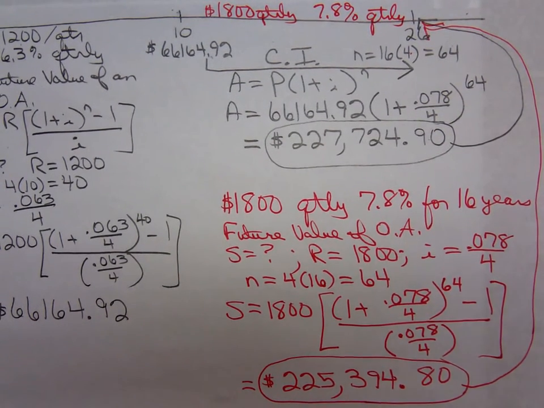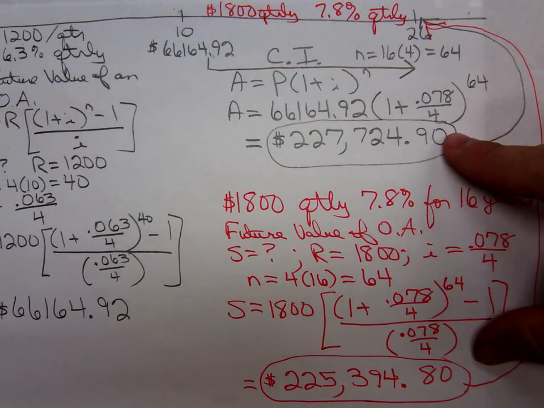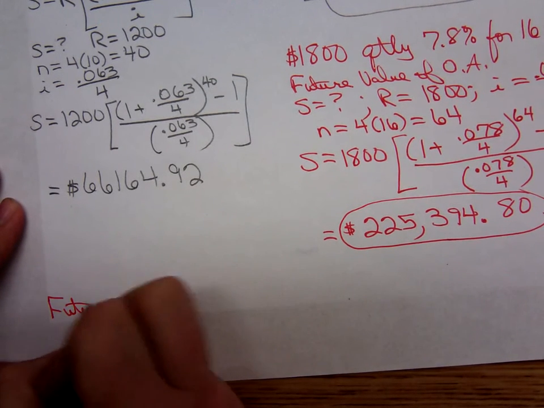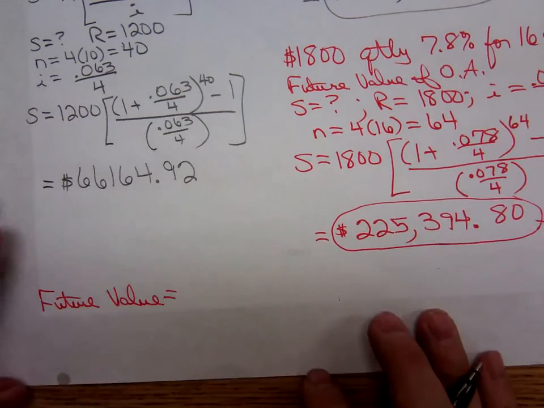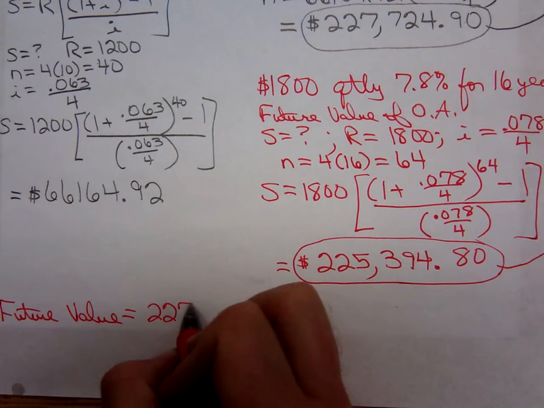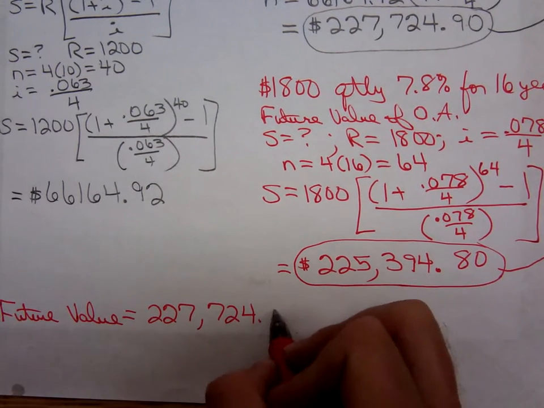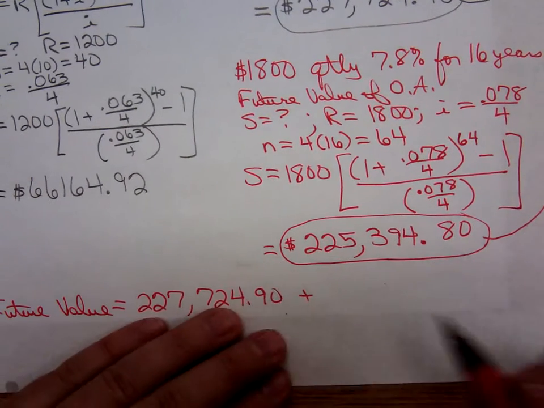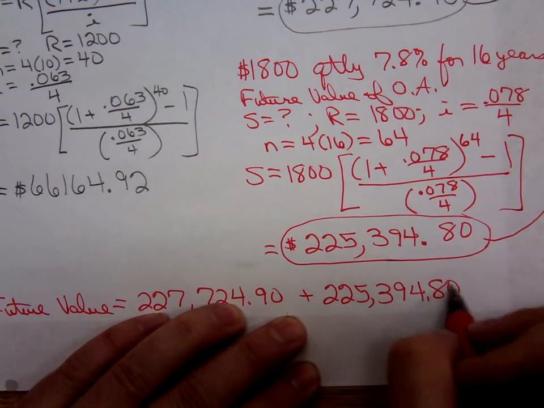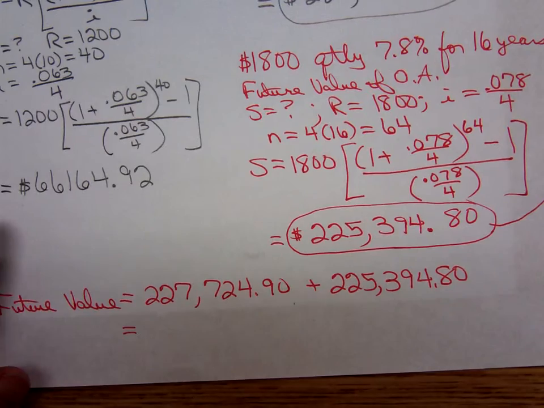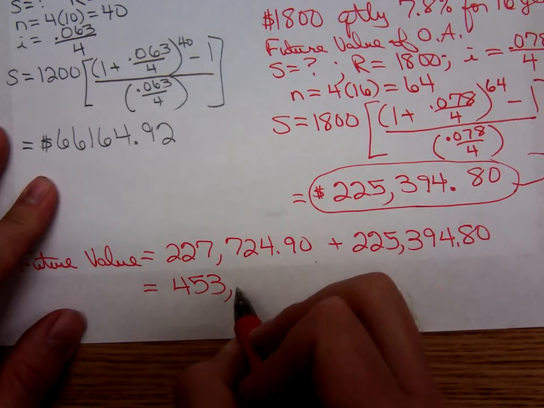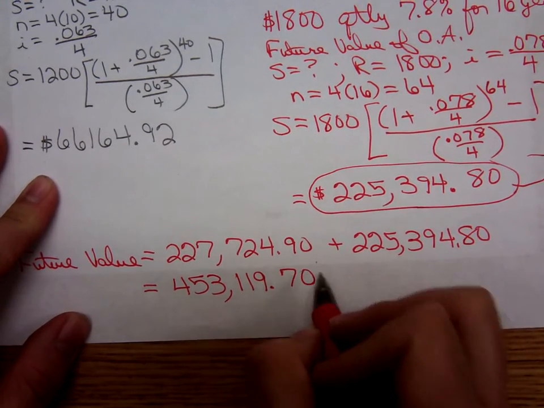So what do we do to these two amounts to get the account balance? You add them together, so the future value is the $227,724.90 plus $225,394.80. Adding those together, we get $453,119.70 in that account.